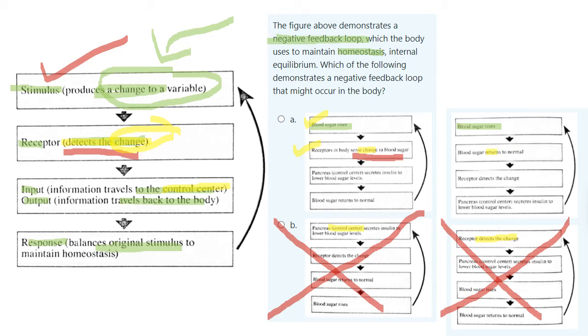For C, returning to normal, well, returning to normal would be balance, the original level. So that would be the final state. So C is also not correct. Let's check the others. We also have the control center in the third box, which matches the control center in the third box, and returning to normal, which is the idea of balance. So the correct answer must be answer A.